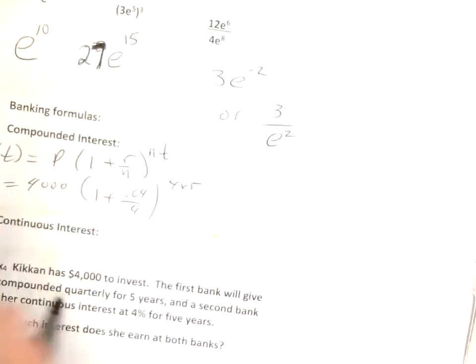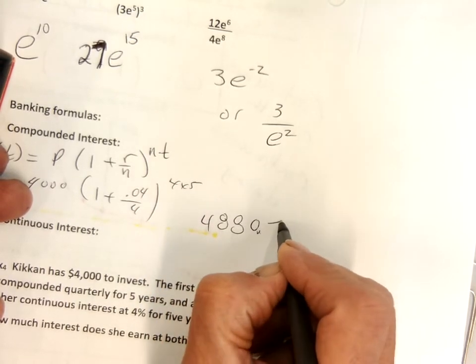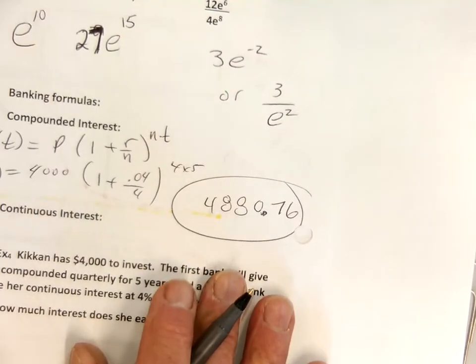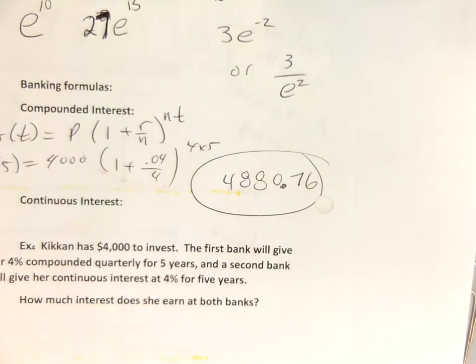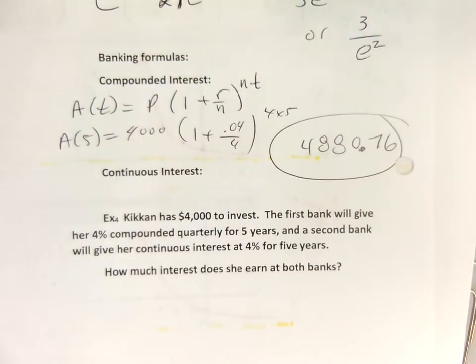So Keegan now has $4,880.76 in the bank, okay? So she made about 880 bucks. It's not bad. Now, continuous interest. Let me erase this.